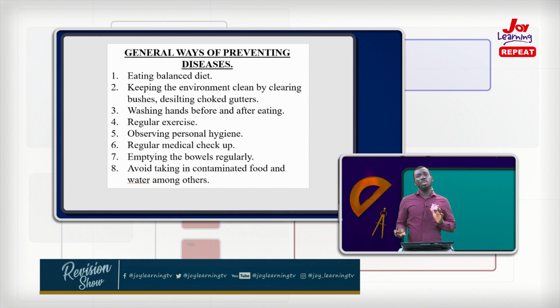Now, what are also the other ways by which disease can be prevented? The general ones. We have eating a balanced diet. That means you have all the nutrients in their right proportion. Okay, you have the carbohydrates, you have the protein, you have the fat and oil, and all that in their right proportion in the food. And that means that you are eating what is called a balanced diet.